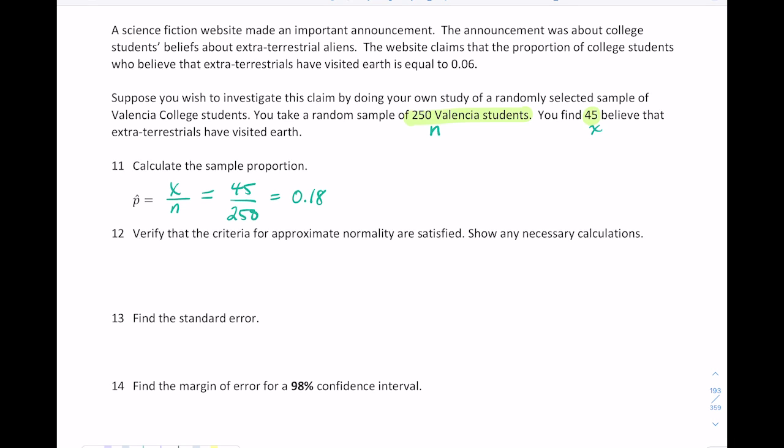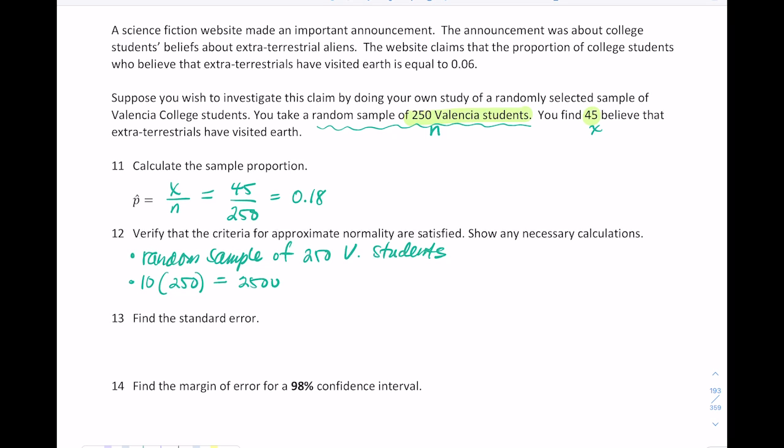So we need to verify the criteria for approximate normality, and we need to make sure that it's random, which it says right here, a random sample of 250 Valencia students. We need to check the 10% rule, which says that our sample can't be more than 10% of the population. So I just do 10 times n, or 10 times 250. So that's 2,500.